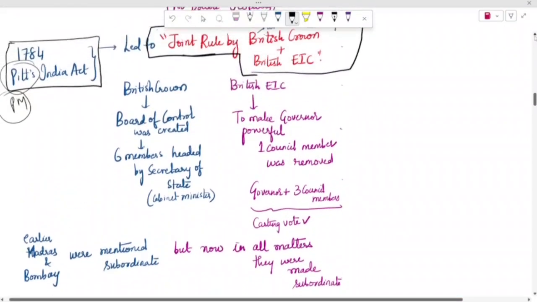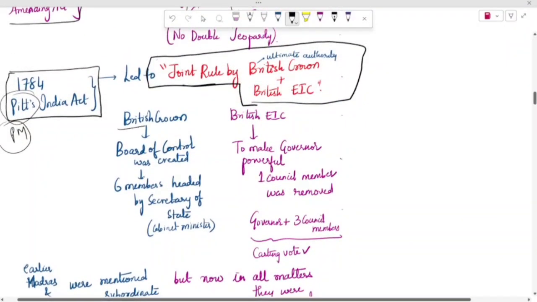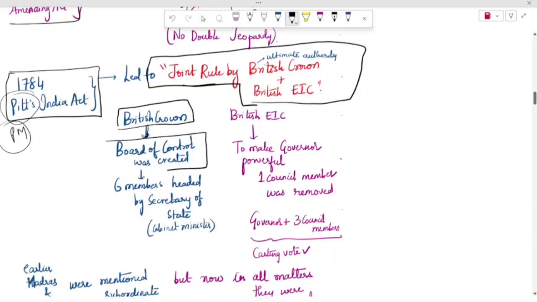Then, when it comes to the British Crown, it was represented by the Board of Control. It was created, and the Board of Control had 6 members headed by the Secretary of State. The Secretary of State was generally a cabinet minister who is responsible to and reports to the British Crown. So between the British Crown and the British East India Company, the British Crown is made superior.